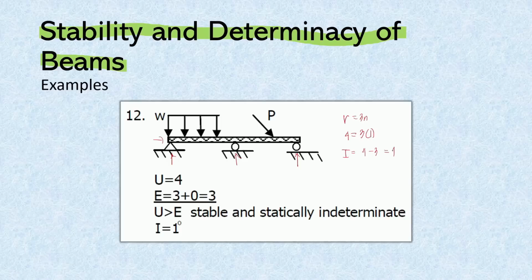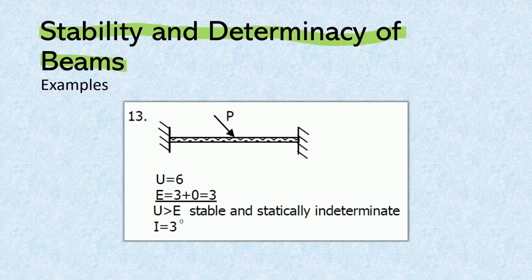And so, we will have 1. So, our beam is statically indeterminate to the first degree, and then it's stable. Next, we have this one, fully restrained beam. Now, this will have 3 reactions here, and then 3 reactions here. So, our R will be 6, and then our number of members will be 1. So, 6 minus 3, that will be our I, which is 3 degrees. So, our beam is statically indeterminate to the third degree, and it is stable.